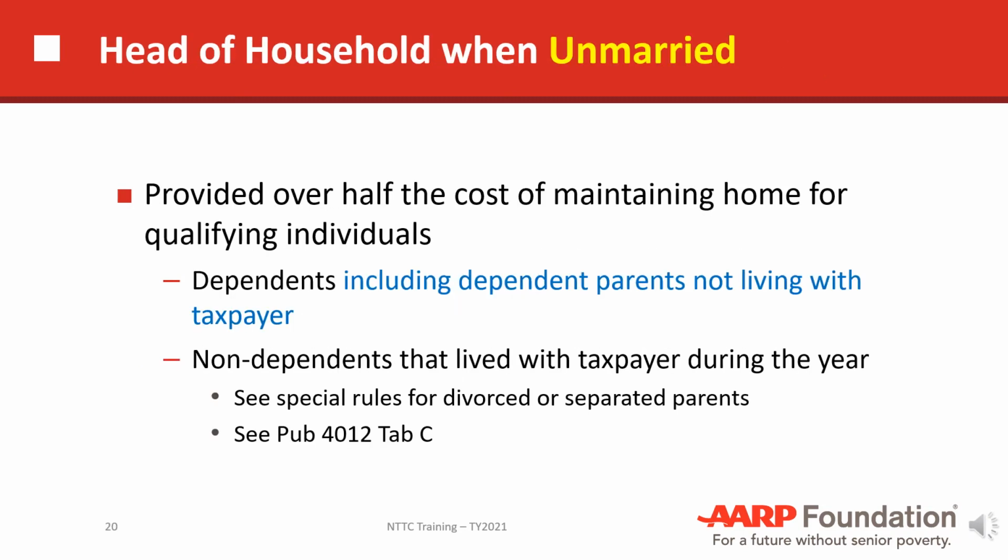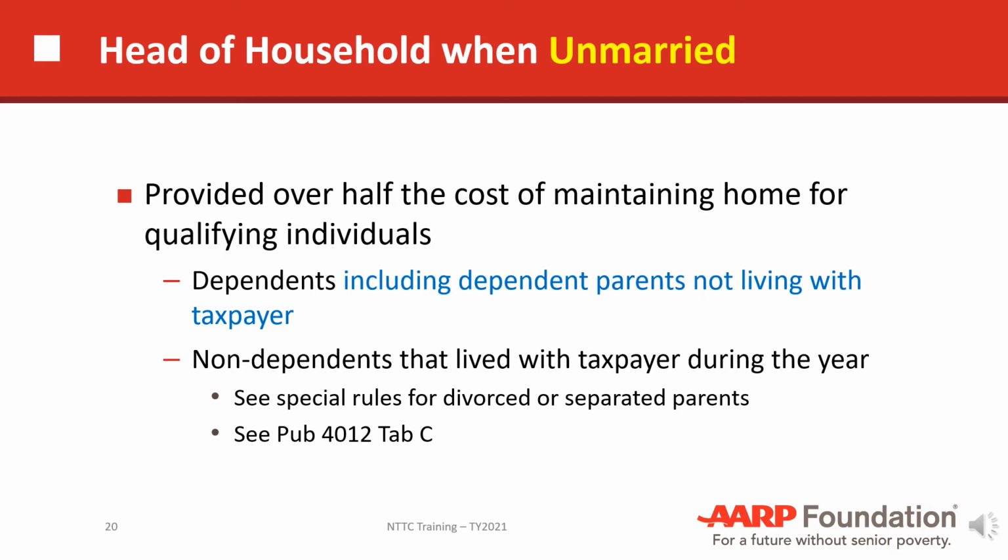Now we move on to head of household. Head of household, we want to talk about the unmarried head of household and then the married head of household. So the definition of head of household is a taxpayer that provided over half the cost of maintaining their home, which was also the home for qualified individuals, whether they be dependents or non-dependents. So dependents would include dependent parents possibly that are not living with the taxpayer.